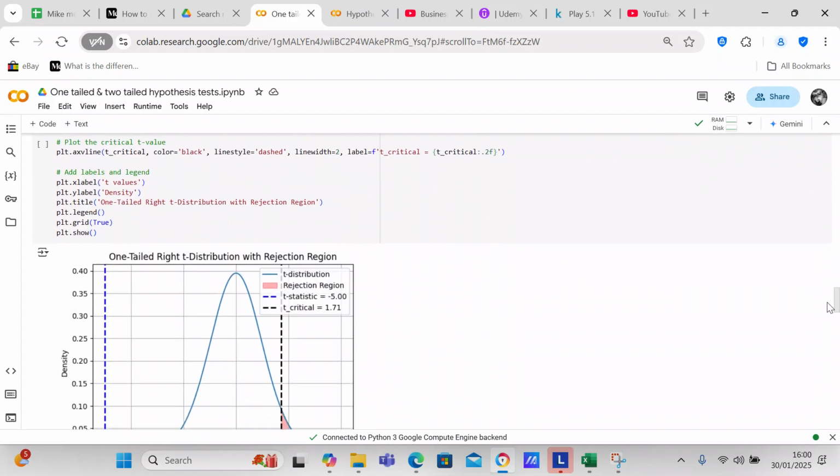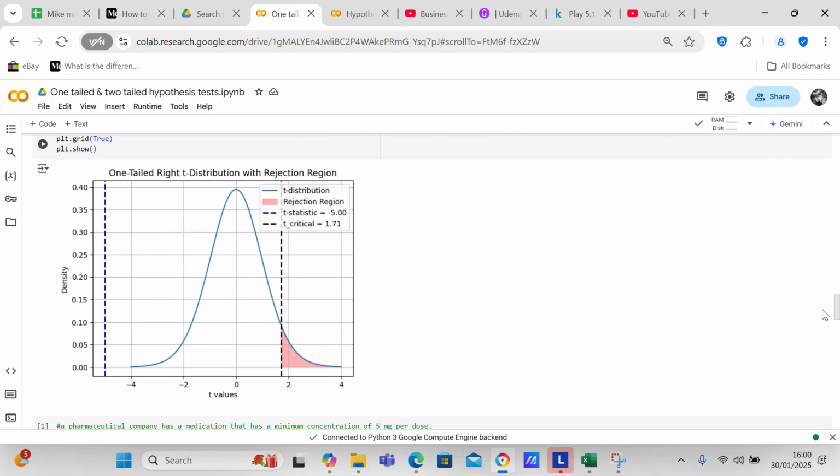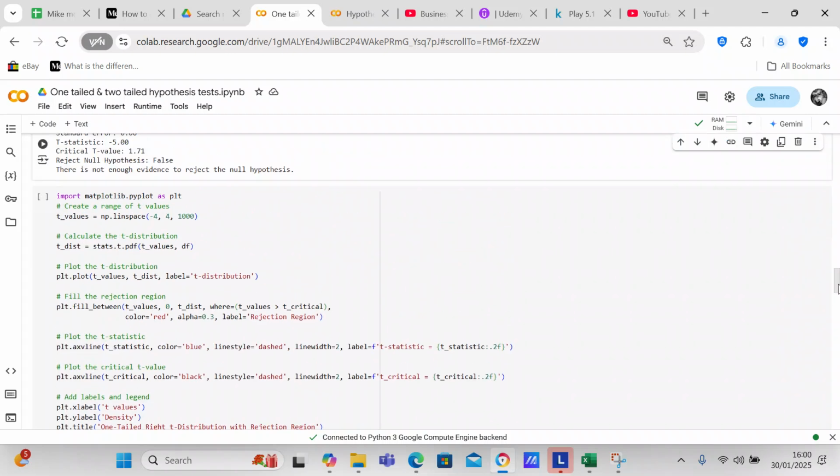So we come over here and we look at the chart, the graph that I've made. You see you've got your t-distribution in blue, your rejection region in pink, you've got your t-statistic, which is negative 5, and you've got your t-critical, which is 1.71, and you can see that the t-statistic does not fall within the rejection region, so you cannot reject the null hypothesis.